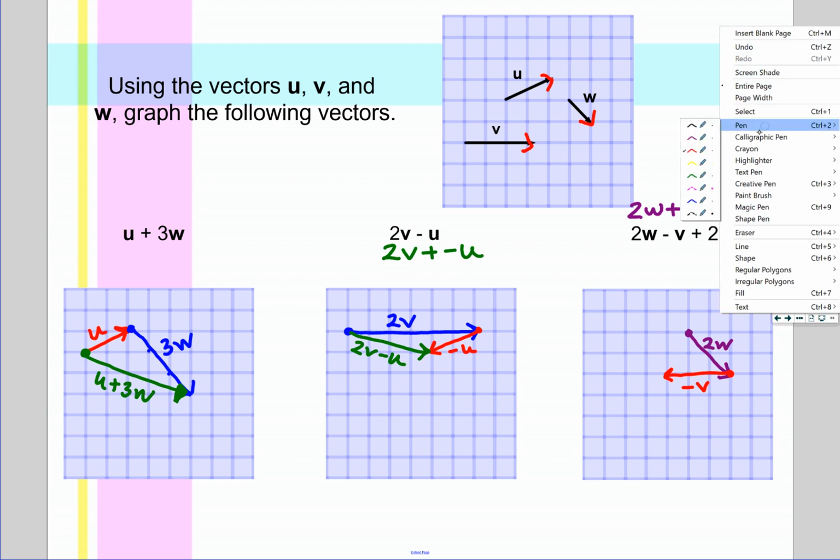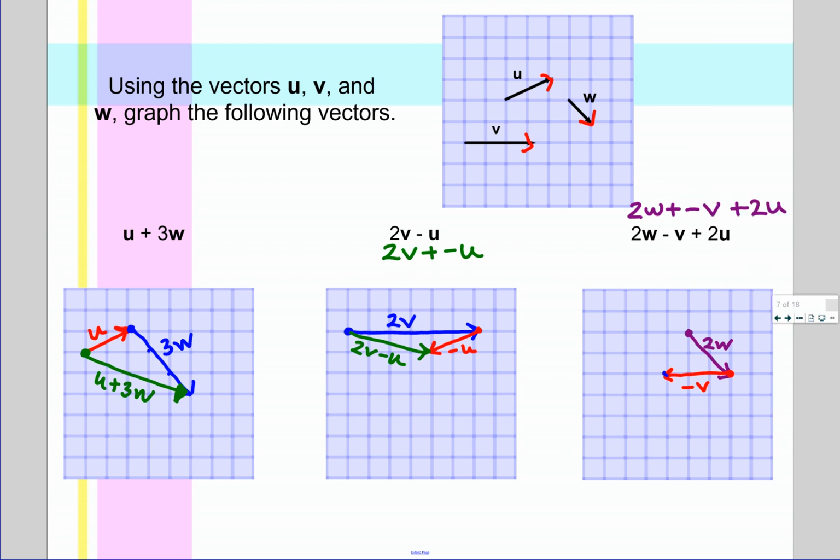So where the opposite of V stopped, 2U would be up 1, right 2, up 1, right 2, or total up 2, right 4, however you want to think about it. 1, 2, 3, 4. There. Okay, so they kind of cross each other here.